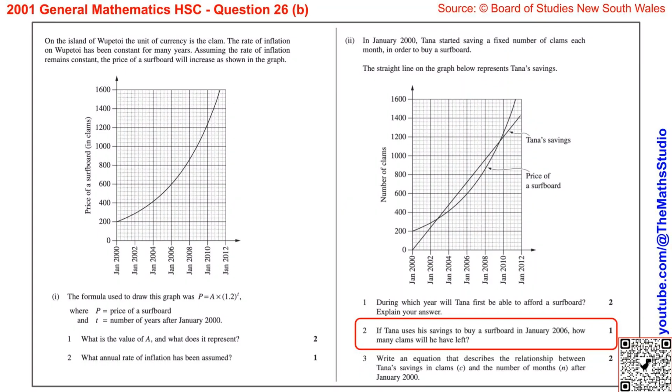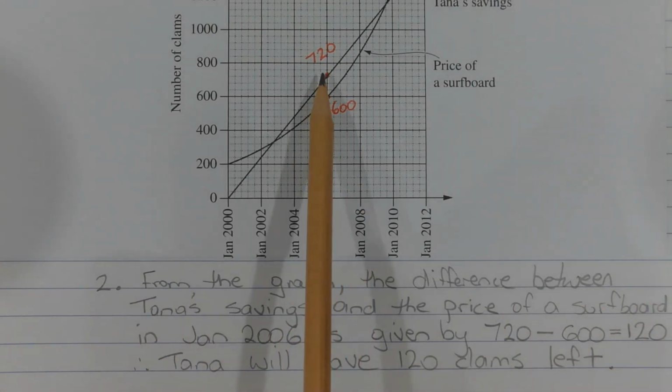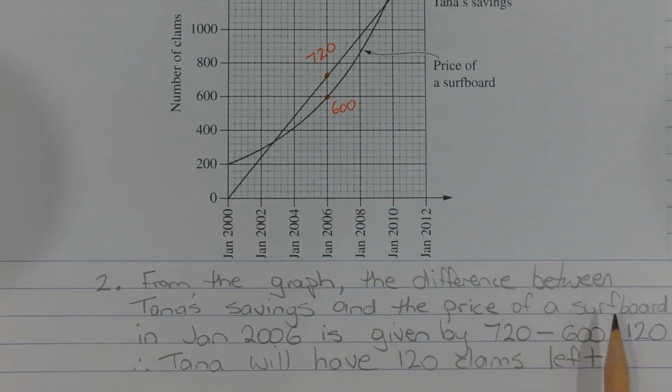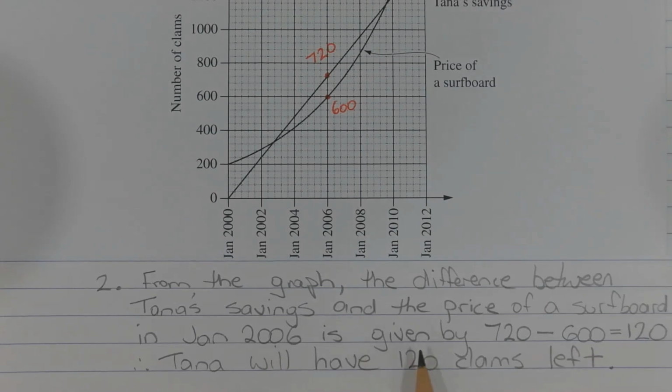2. If Tana uses his savings to buy a surfboard in January 2006, how many clams will he have left? From the graph, the difference between Tana's savings, which is 720 clams, and the price of a surfboard, which is 600 clams in January 2006, is given by 720 minus 600, which equals 120. Therefore, Tana will have 120 clams left if he bought the surfboard in January 2006.